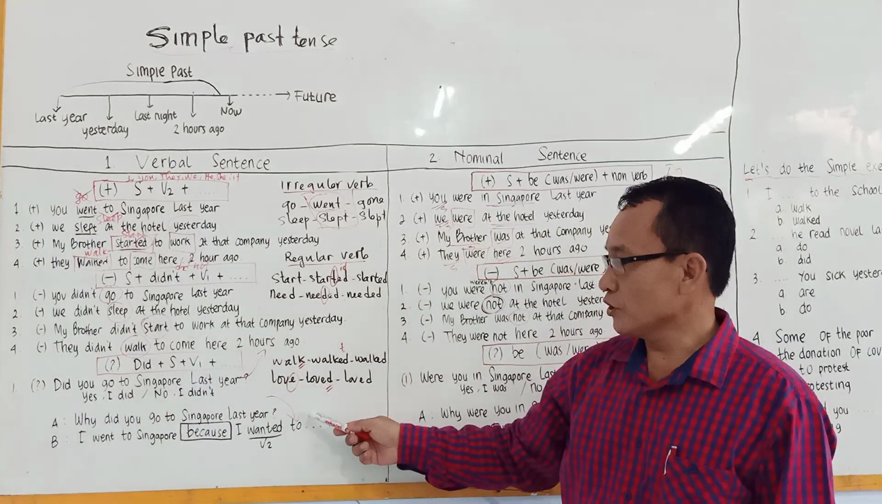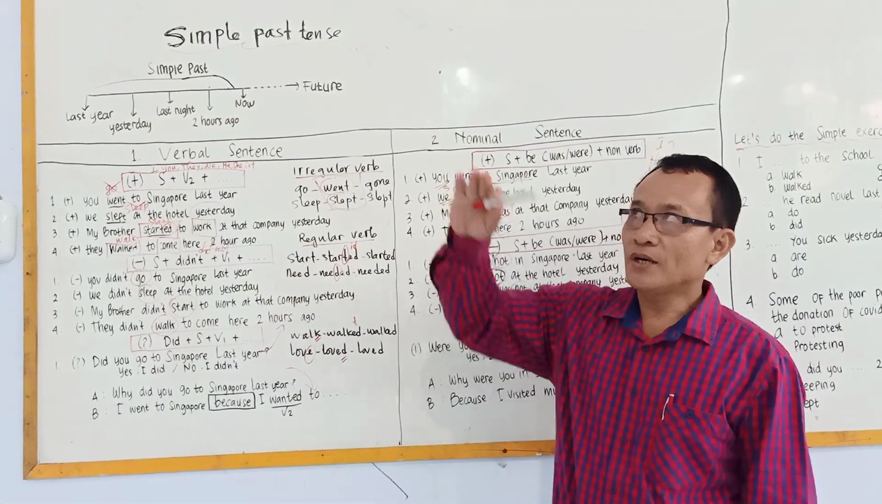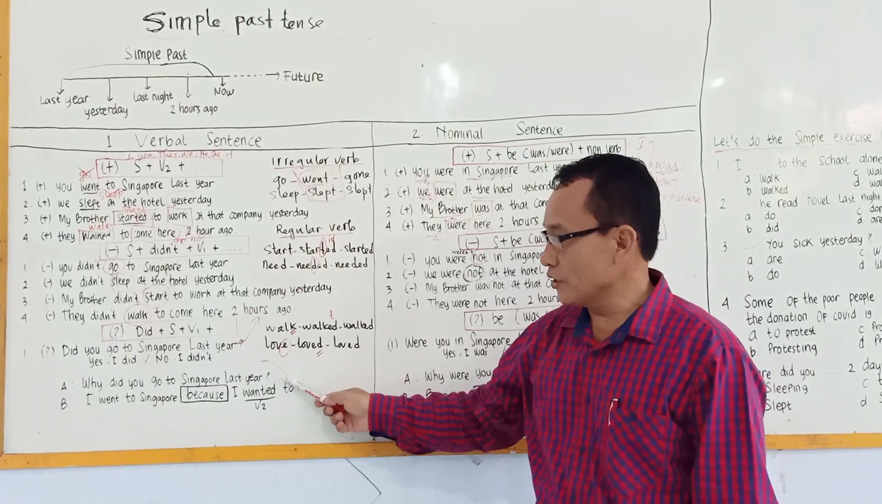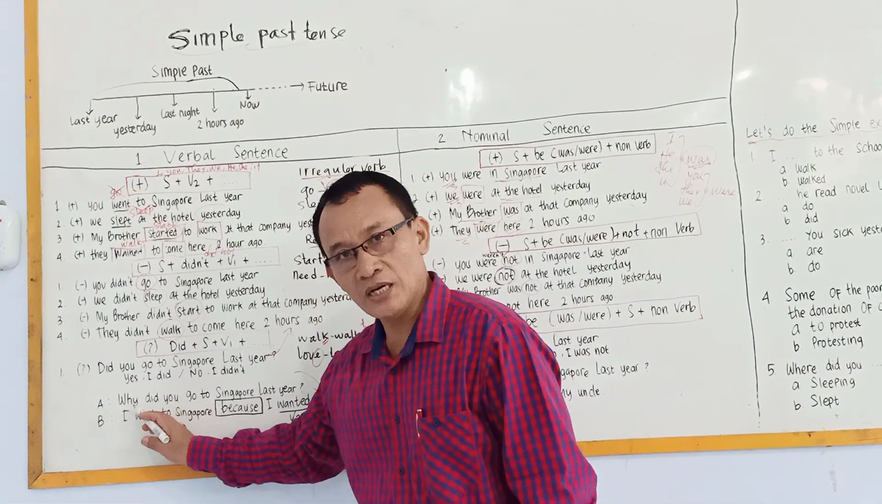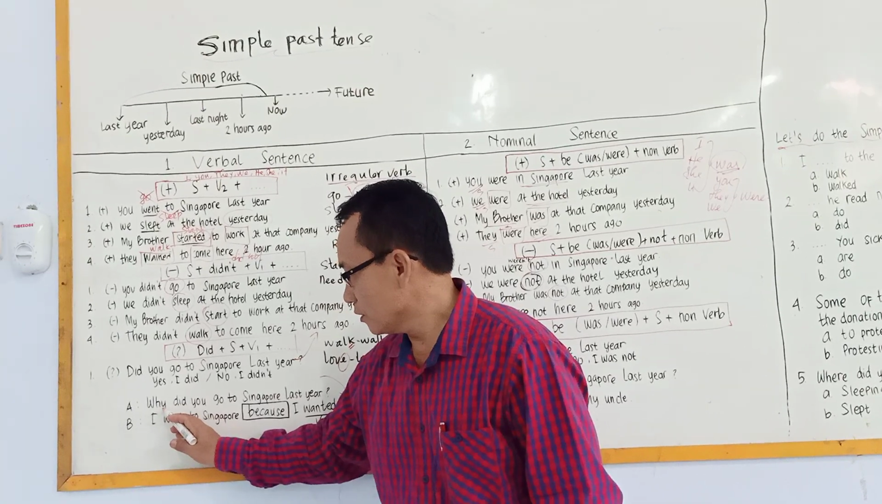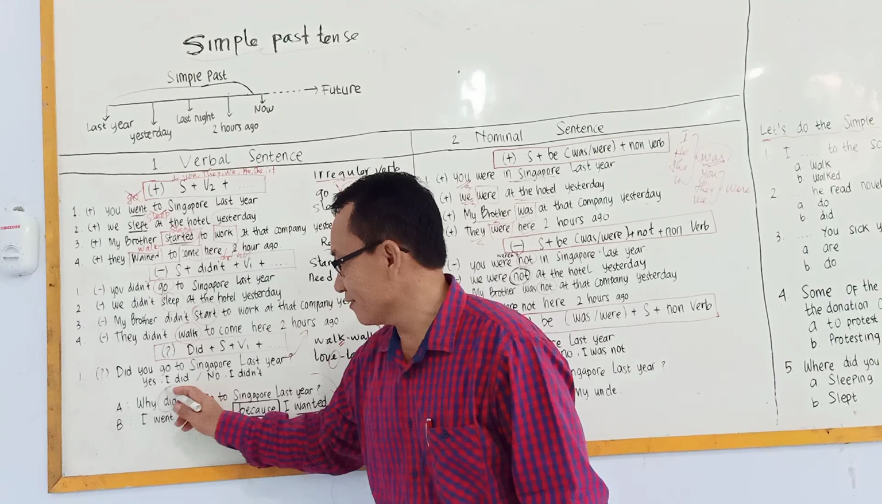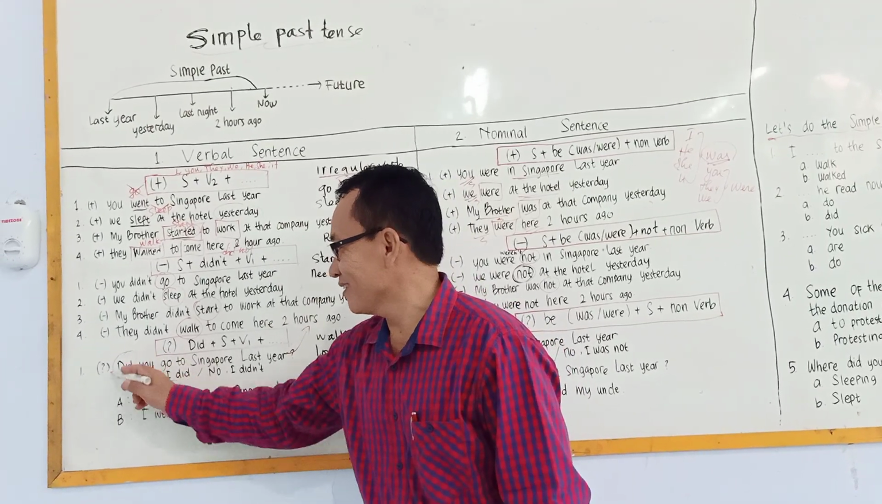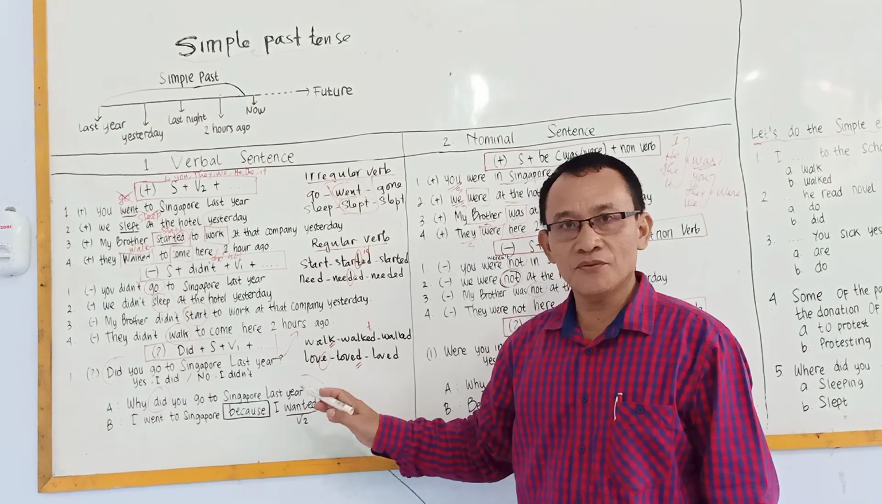Why did you go to Singapore last year? Falling intonation. So the question is after WH. After WH, it can be followed by did. Here, did. Why you go to Singapore last year?